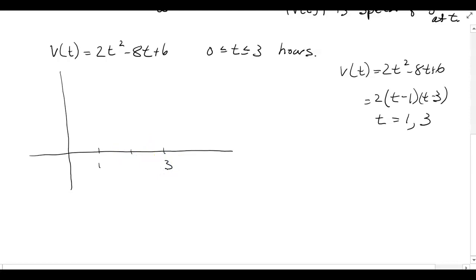If we were to locate the y-intercept, you can clearly see by plugging in 0 for t, your y-intercept is at 6. So our parabola is going to look something like this. I didn't quite make my 3 there, but that's okay. Whoops, I'll do it again. Okay, and we only want to go to 3, so sorry about that. There we go.